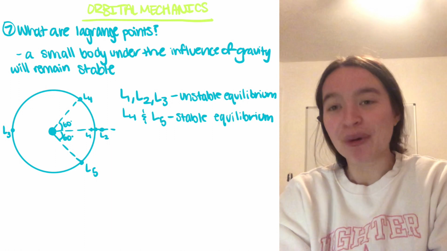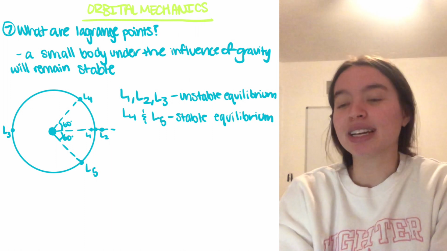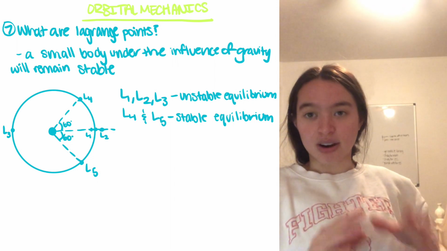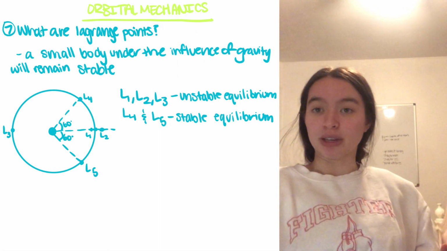Next question, what are Lagrange points? This says that a small body under the influence of gravity will remain stable. L1, L2, and L3 are unstable equilibrium, whereas L4 and L5 are the stable equilibrium.